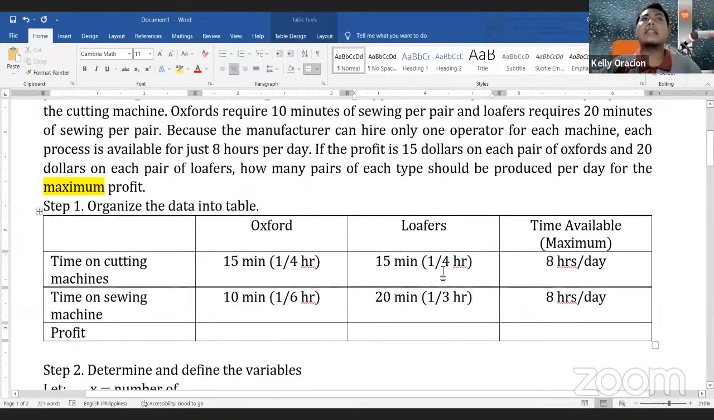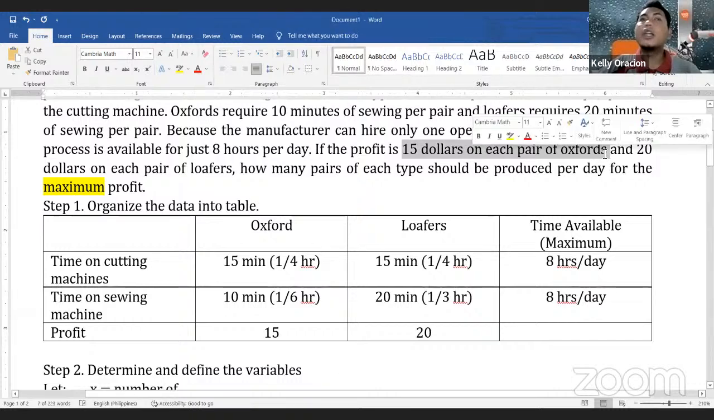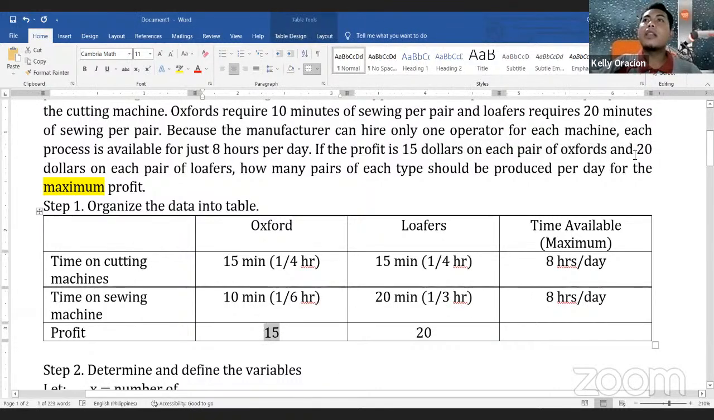And what is the profit? The profit they will make. What is written in the problem? $15 on each pair of Oxfords, so 15 goes here. And $20 on each pair of loafers, so 20 goes here. Again, as stated in the problem, the profit is $15 on each pair of Oxfords and $20 on each pair of loafers.